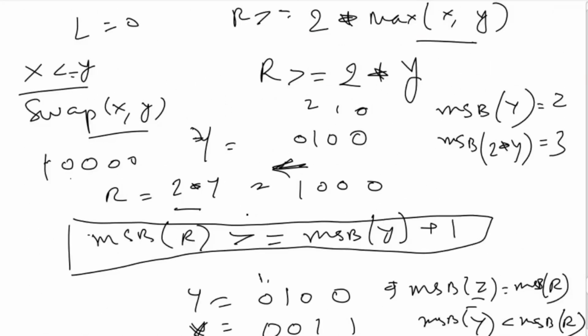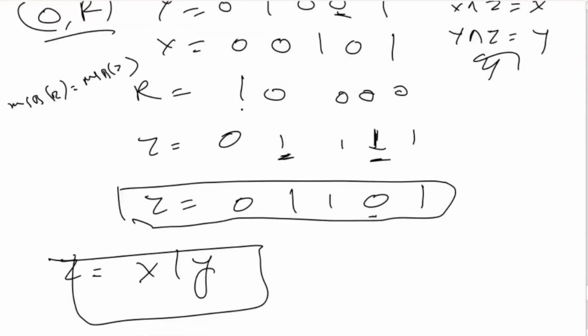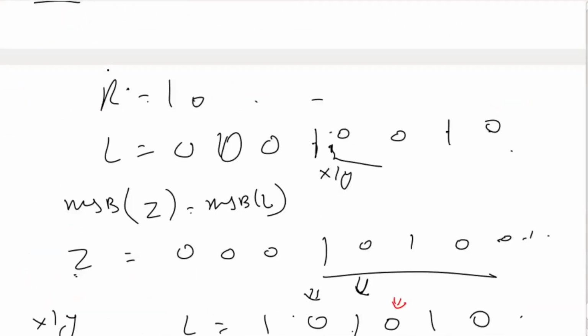So I've told you here that if you ignore this bit, then you can set all these 4 bits to 1. Even then Z will be less than R. Okay, so we are doing the same thing here.